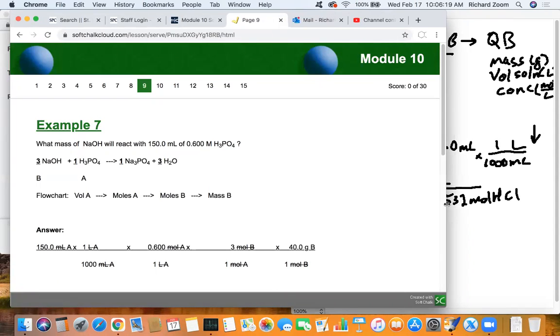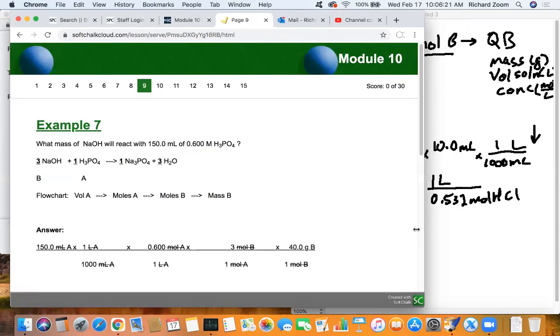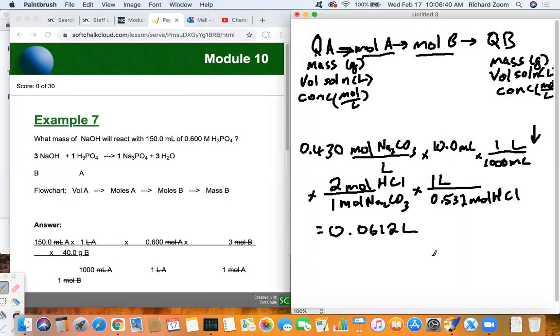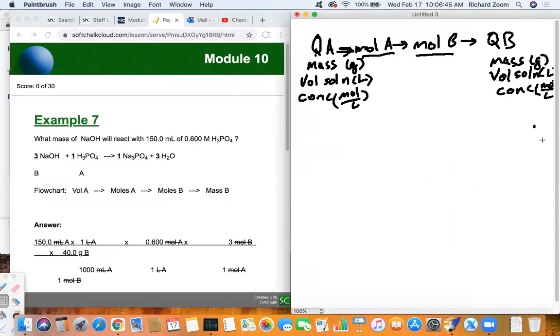Well, let's look at a slightly different setup here. We're looking for a mass of sodium hydroxide, and we only have numbers here for H3PO4, which we've got a volume and a concentration. So again, we're going to see this same kind of setup. The more often you do these, you'll see it's really the same kind of thing happening.